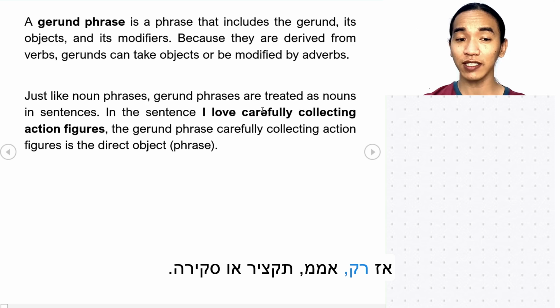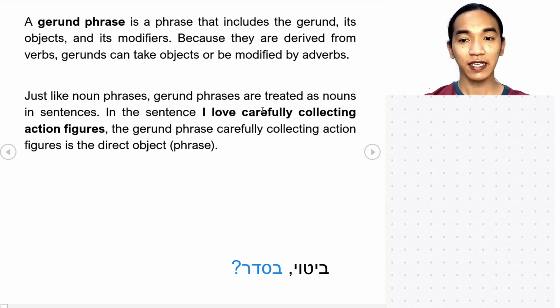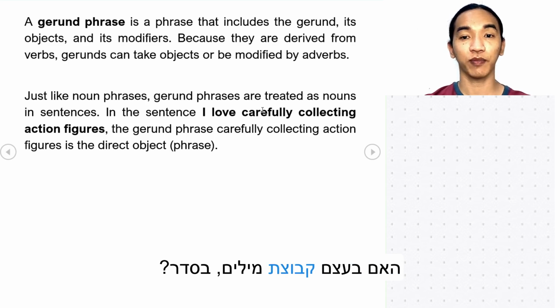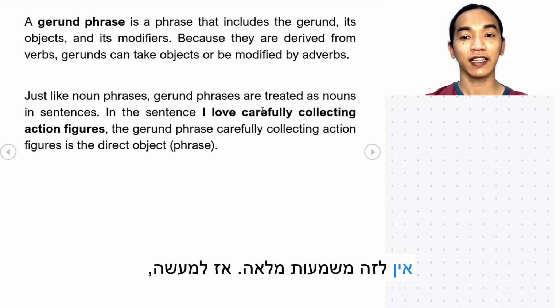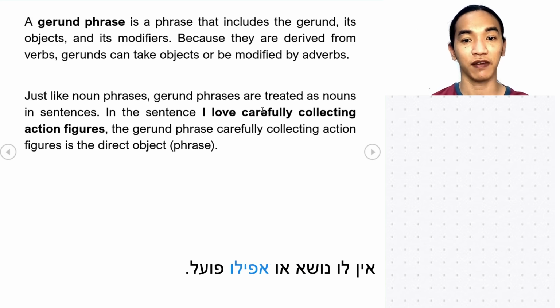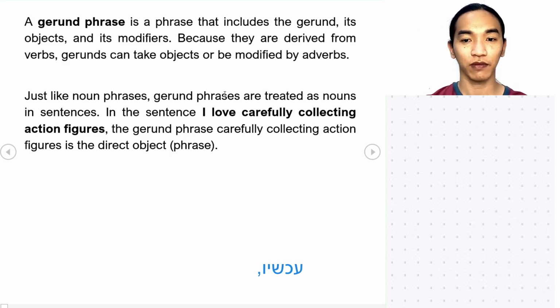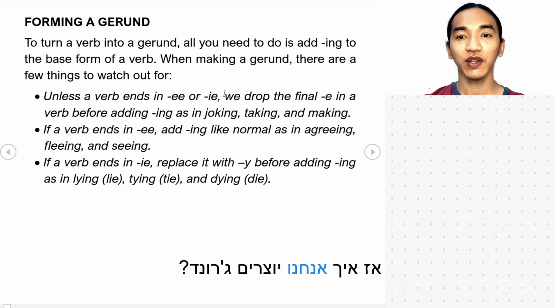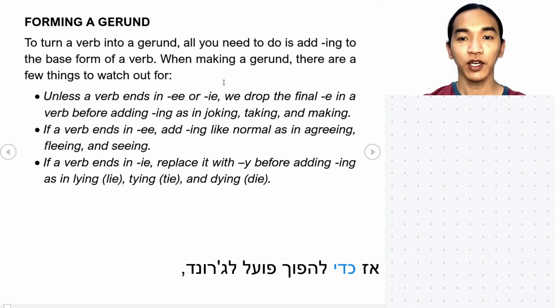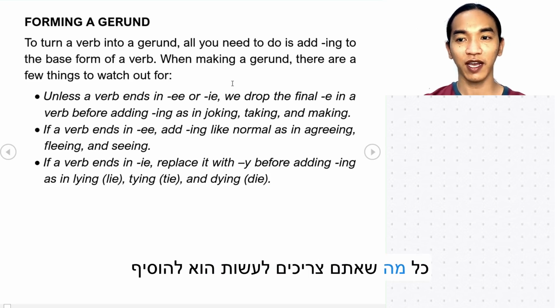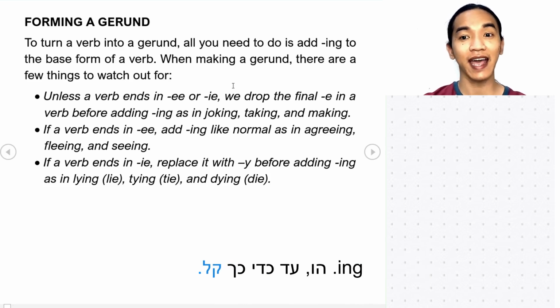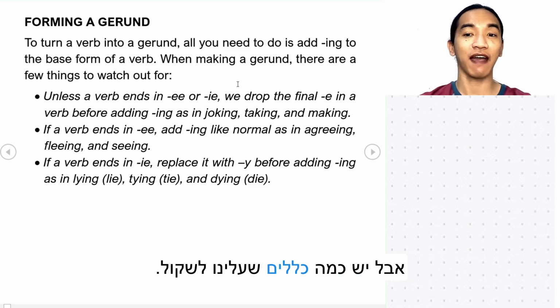Okay, so just a recap or a review. A phrase is actually a group of words that does not have a complete meaning. In fact, it doesn't have a subject or even a verb. Now, how do we form a gerund? To turn a verb into a gerund, all you need to do is add ing. It's easy as that. But there are some rules that we have to consider.